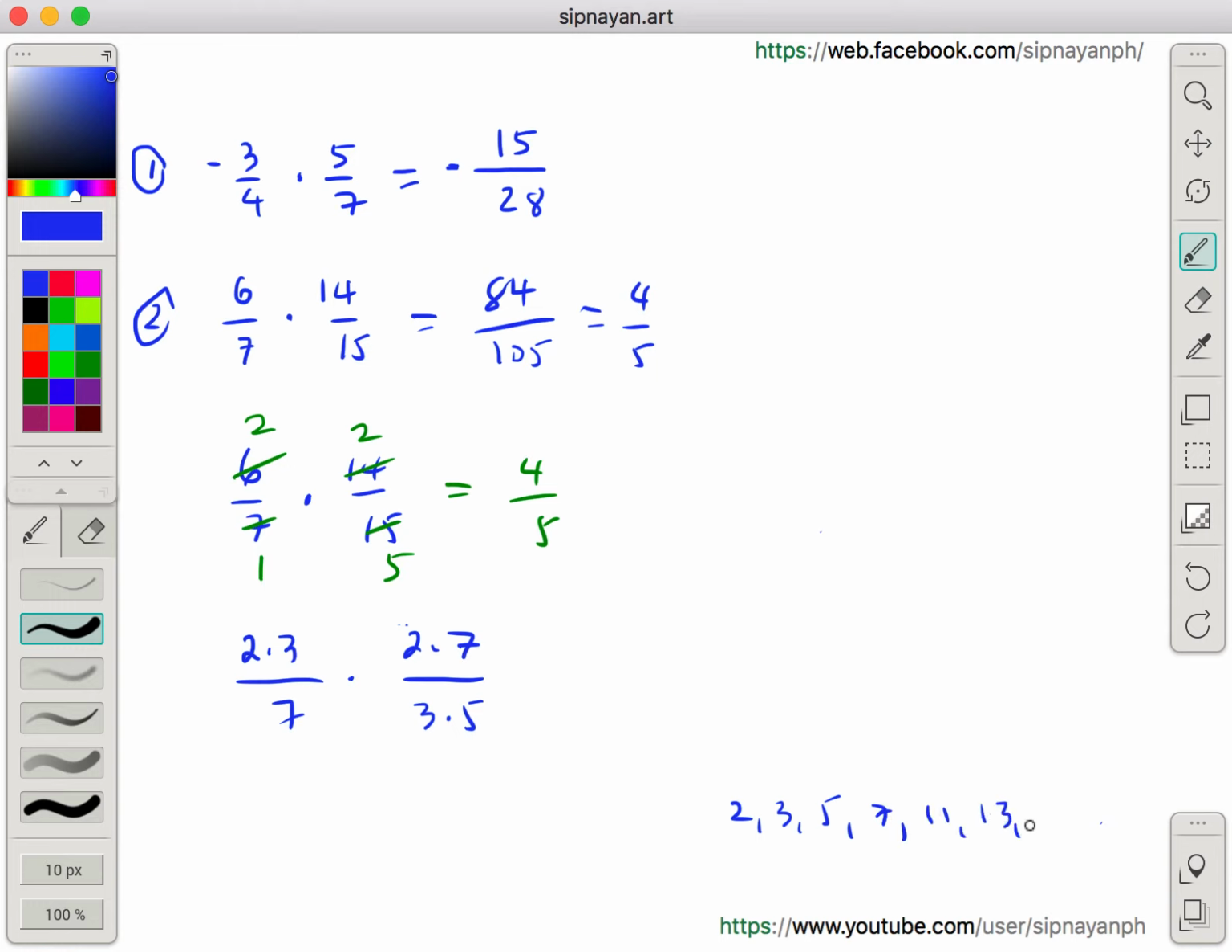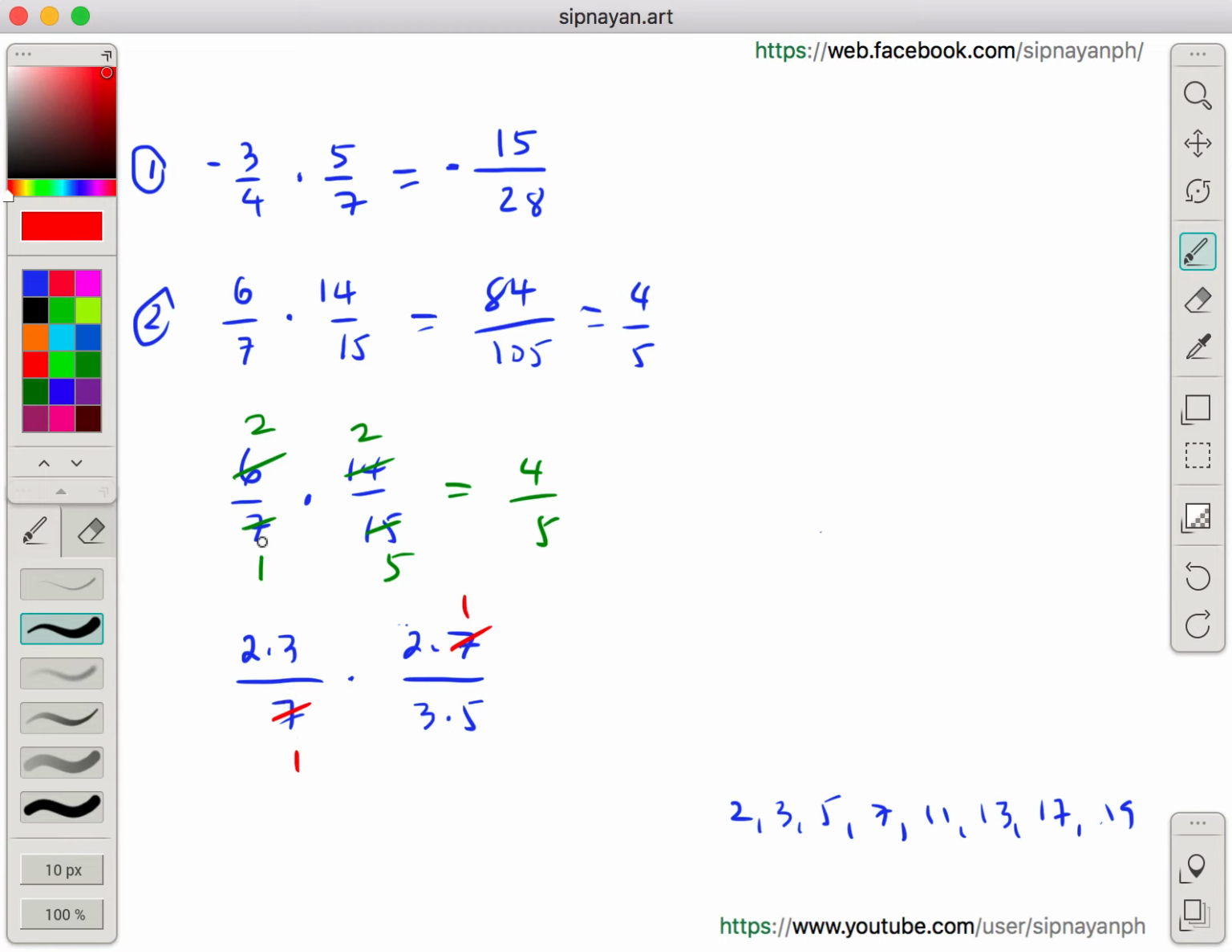11, 13, 17, 19, no? So, i-search nyo sa internet yung mga list of prime numbers para makita nyo, kung hindi kayo familiar. So, from here, pwede tayo mag-cancel. No? 7 divided by 7. Pag dalawang 7, syempre makakancel yan. 1 tsaka 1. Kasi we divide both of them by 7.